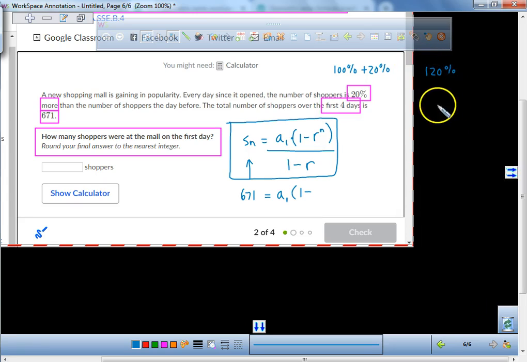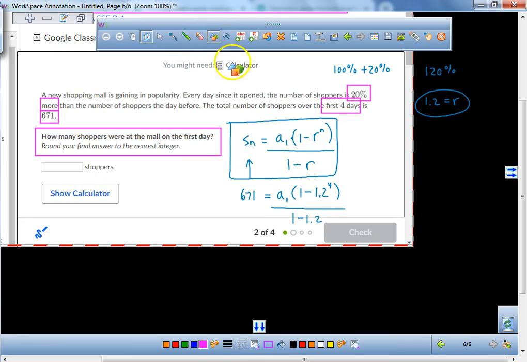120%. So what decimal is 120%? 1.2. What I want you guys to understand is that's the r value. So I'll put 1.2. Over the first 4 days, I have to raise it to the power of 4, all over 1 minus 1.2.